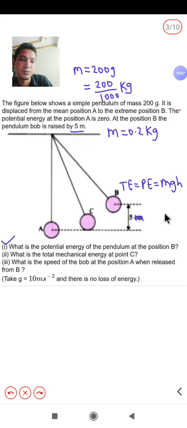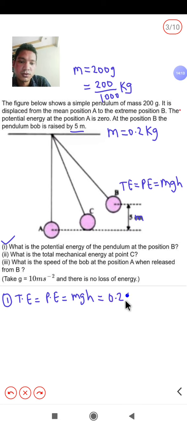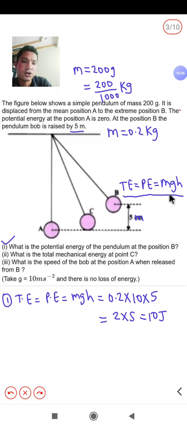Potential energy is mgh. So let's calculate the total mechanical energy at the top, which is nothing but the potential energy, that is mgh. So like I said, we always begin from this position. So how much is the mass? 0.2, g 10, h 5 meter. So this will be 2 into 5, that will be 10 joule. So 10 joule will be potential energy at the top, which is nothing but the total mechanical energy at the top. And this total mechanical energy will remain constant throughout the journey.